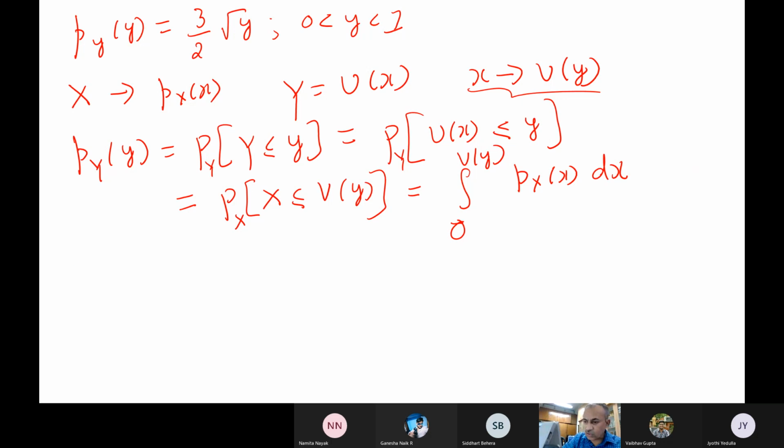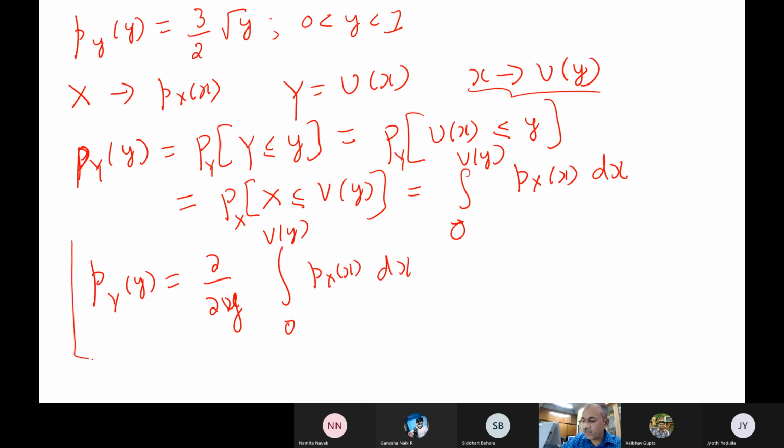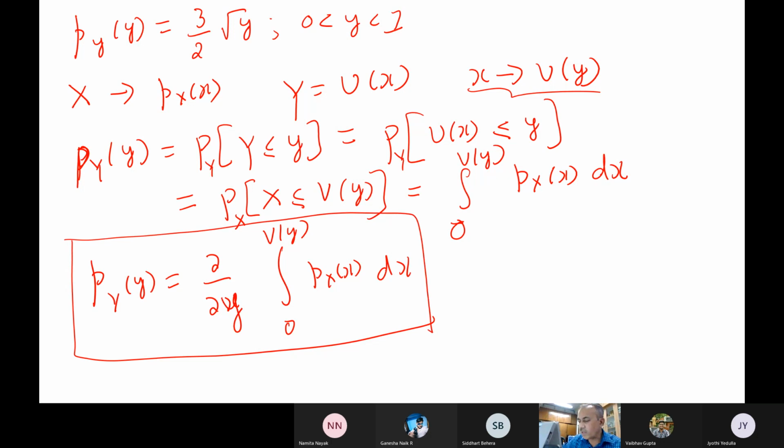Now, this is a distribution function. I think I made a mistake, it is a capital P. So now the density function p_y of y will be the derivative: dou by dou y of the integral from 0 to v of y of p_x of x dx. This is my density function. You follow? Now how do you evaluate this type of derivative? These are special things in mathematics, where you have to differentiate a function.